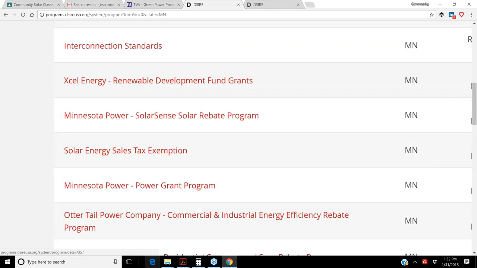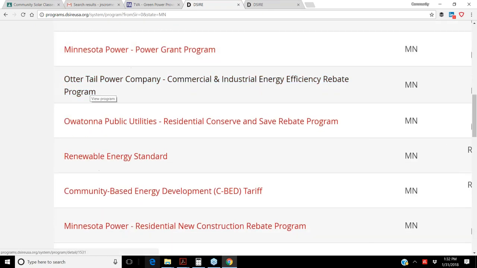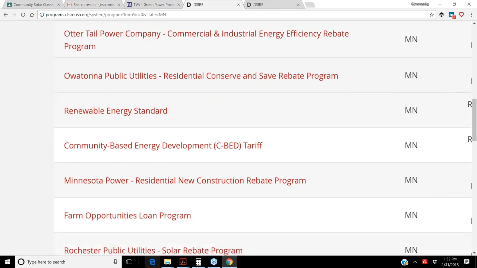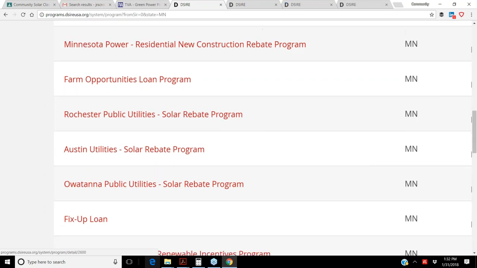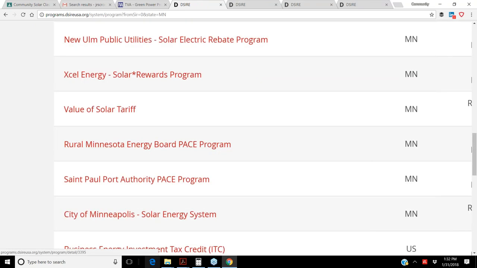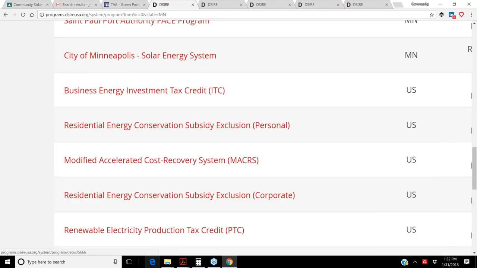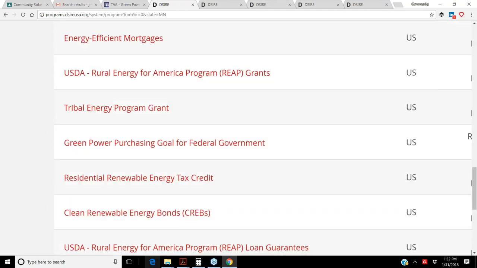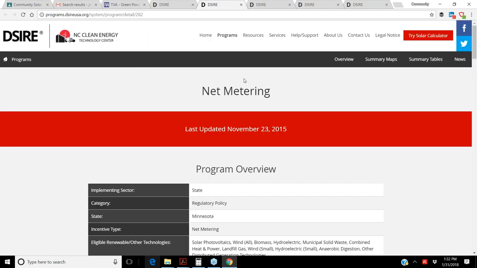There's a lot of stuff in the DSIRE database. It's always good to look at it. Let's look at this community-based energy development tariff, the CBED tariff. Here's their value of solar tariff. And that's all relevant to the community solar program.